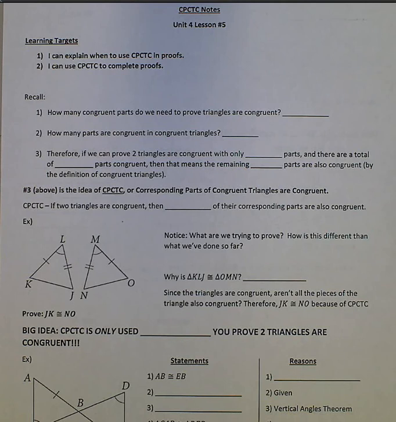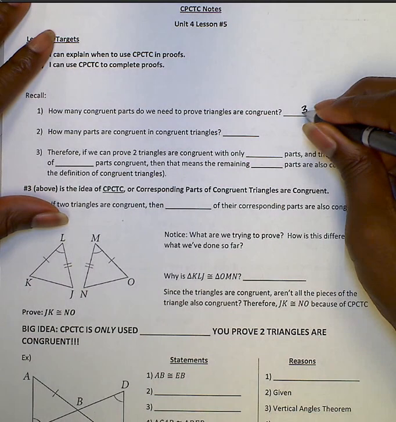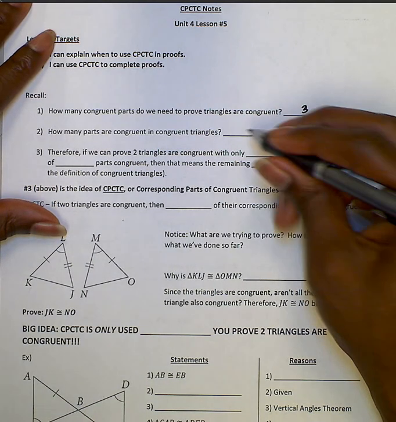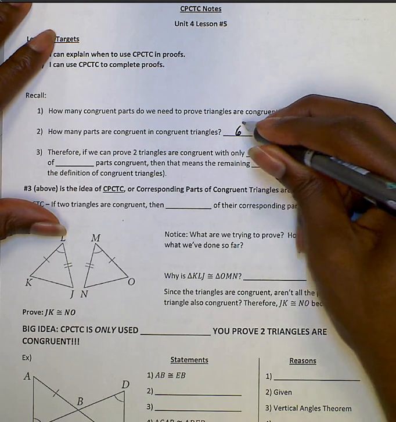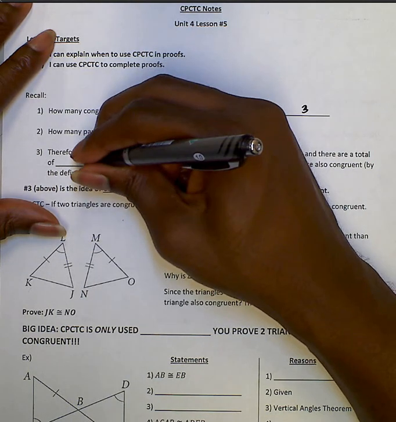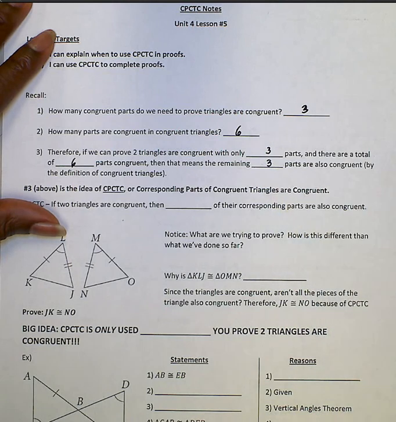Alright, so how many congruent parts do we need to prove triangles are congruent? Okay, in our 5 shortcut proofs, we found out that we need 3 parts. How many parts are congruent in congruent triangles? 6. Remember, if triangles are congruent, that means all angles and all sides are congruent to a corresponding part on the other triangle. So therefore, if we can prove 2 triangles are congruent with only 3 parts, and there are a total of 6 parts congruent, then the remaining 3 parts are also congruent. And that's by the definition of what a congruent triangle is.